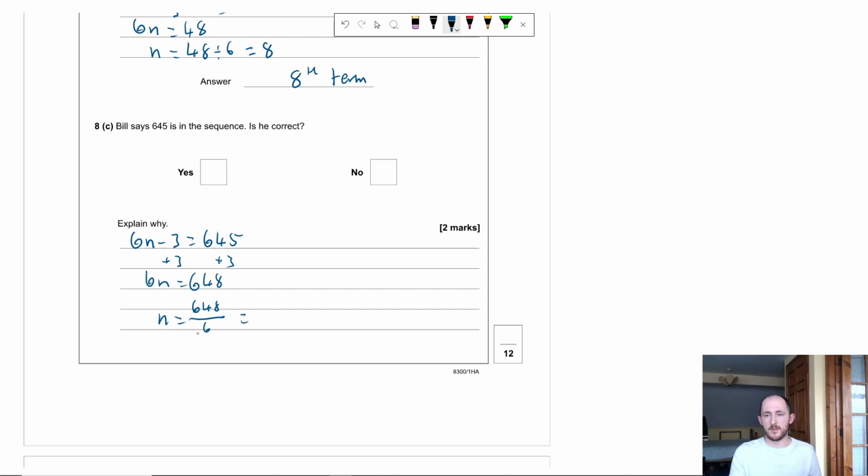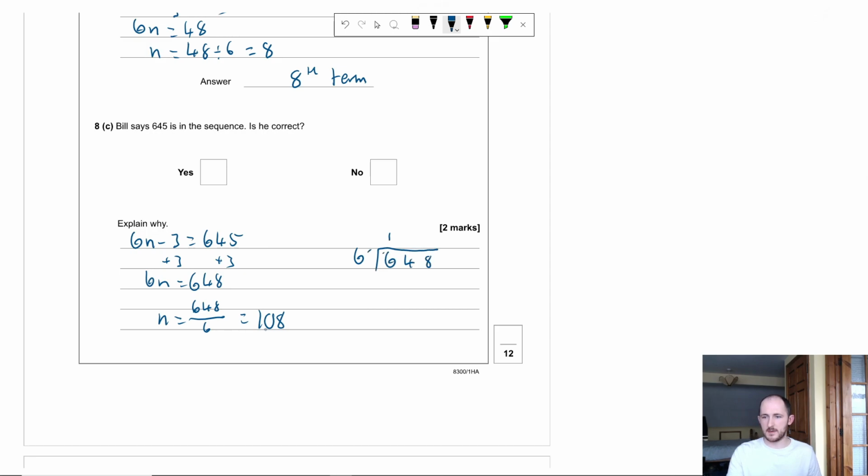I already know that this is 108. Now, how did I do that so quickly? Well, 6 goes into 600 100 times. 6 goes into 48 8 times. So that's how you do that. The other way you could do it, if you really wanted to, is you can use the bus stop method, which will give you the exact same result.